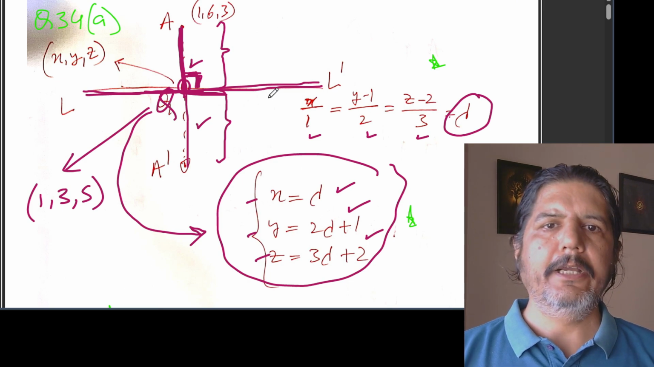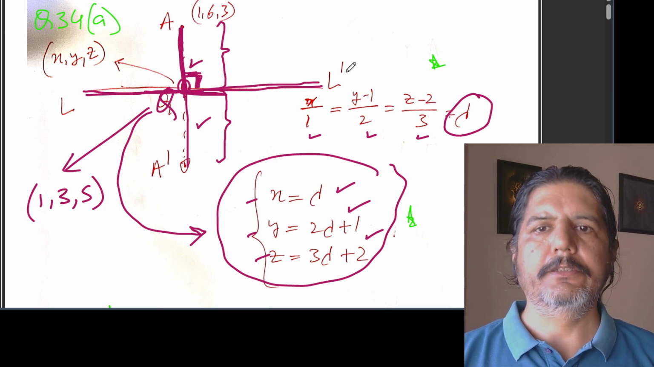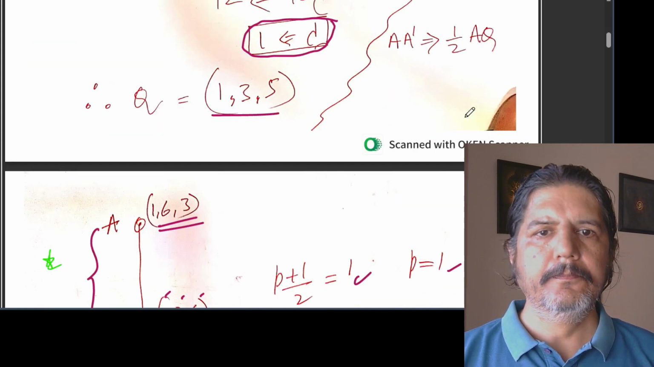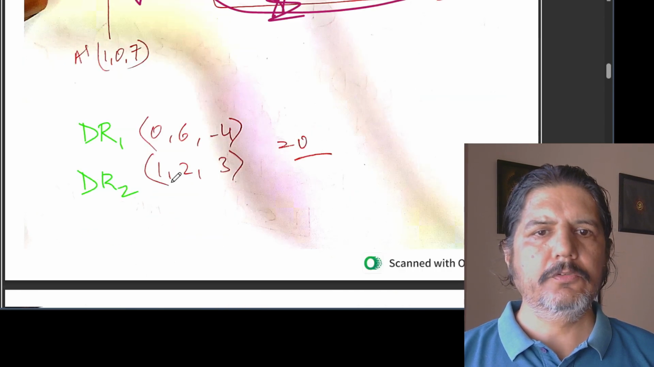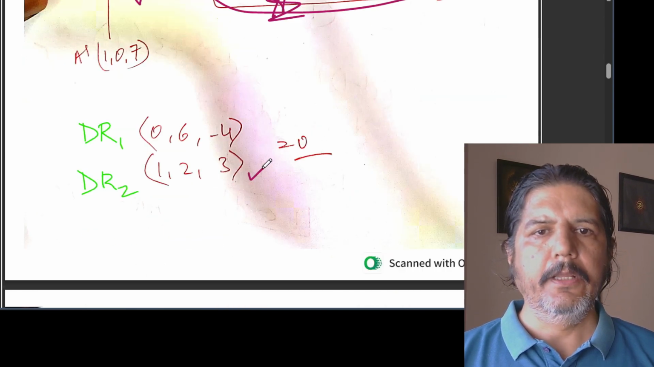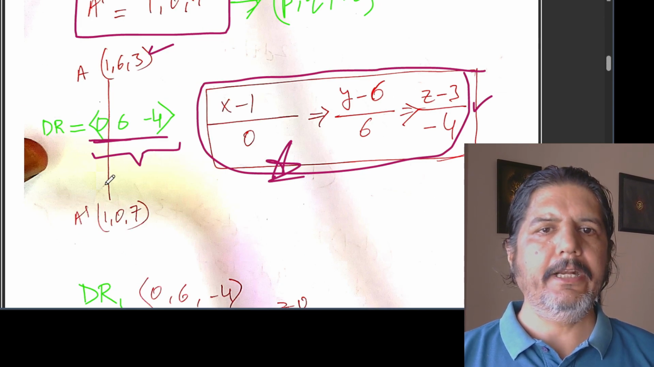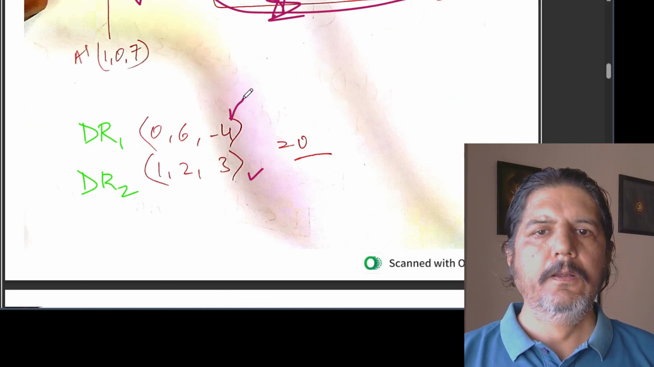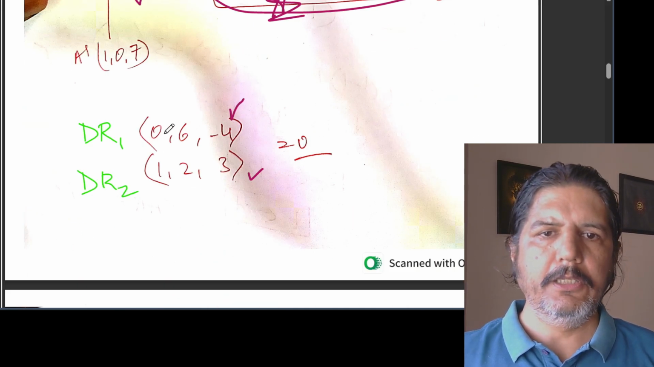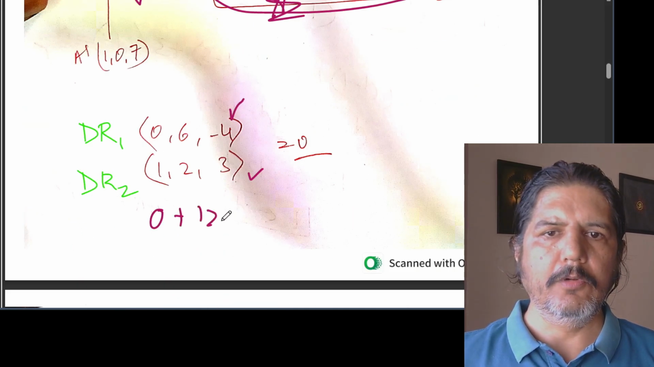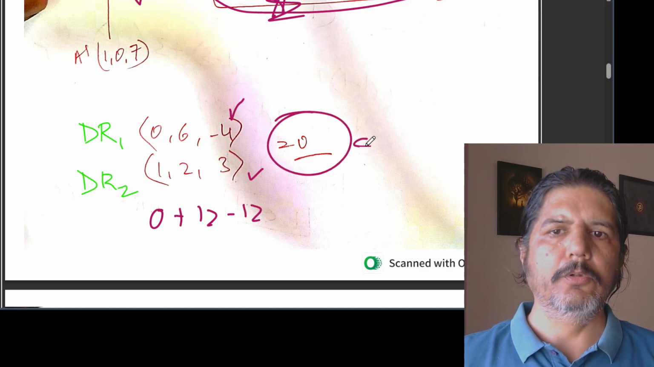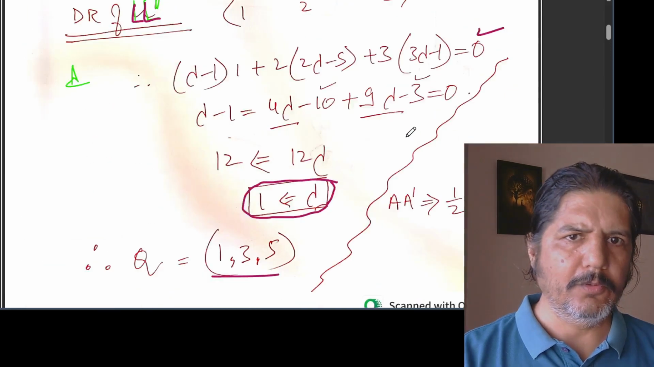Then what I do is I know the direction ratios of L L dash, that is 1, 2, 3. And the direction ratios of A A dash are 0, 6, minus 4. I multiply them. This would be 0, this would be plus 12, this would be minus 12. And the answer is 0. Of course, it has to be 0 because these two lines are perpendicular.